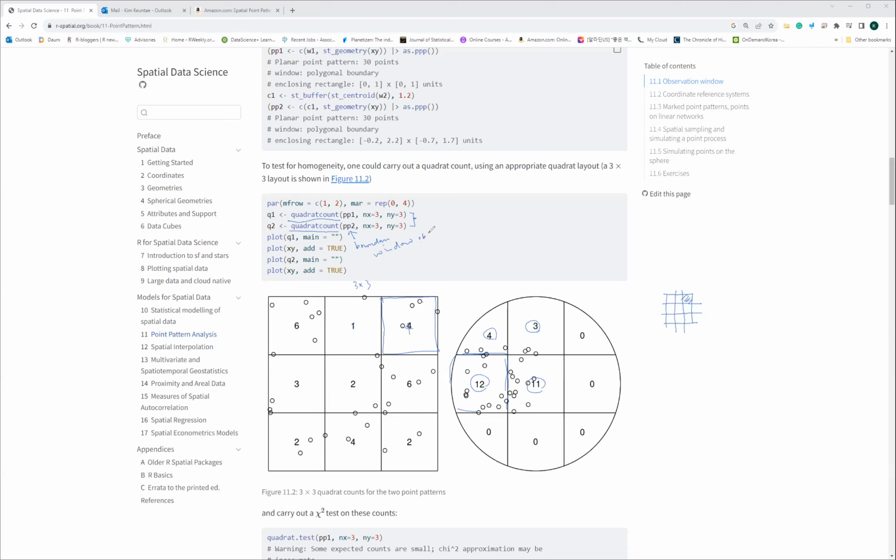window object, and then nx and ny are the number of columns and rows to divide the grid. So 3 by 3 means 3 rows and 3 columns. It looks like a matrix kind of division, and then we count the number of points within each cell. Okay. Are there any questions so far?